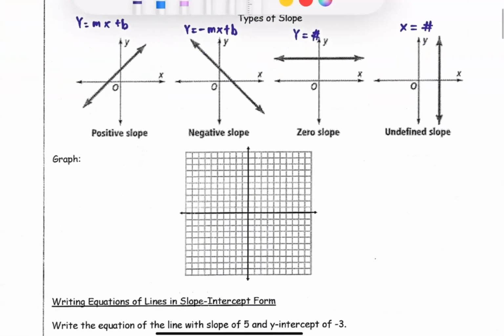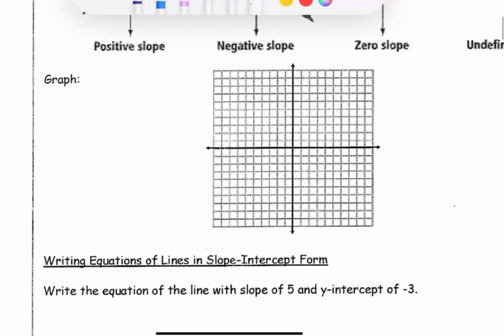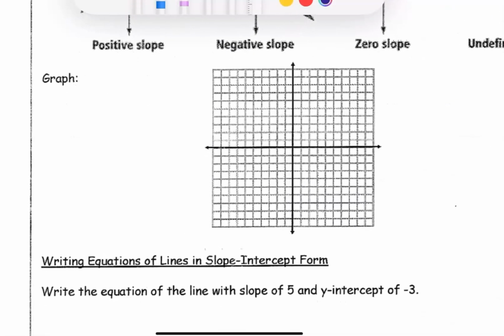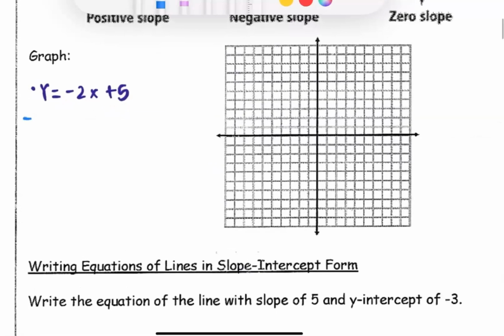Now we're going to go over a graph. We're going to graph two equations. And first of all, let's go ahead and graph the equation y is equal to negative 2x plus 5. In this equation, I'm first going to find my slope. So slope is the same as m, and remember y is equal to mx plus b. m is in the same spot as the negative 2. So that means that my slope is negative 2.